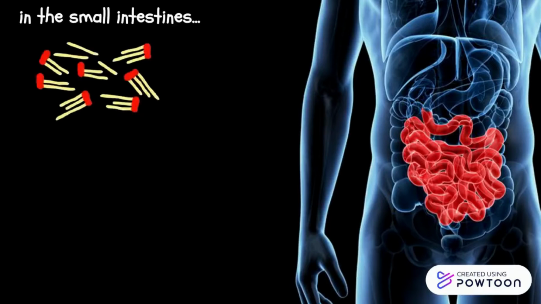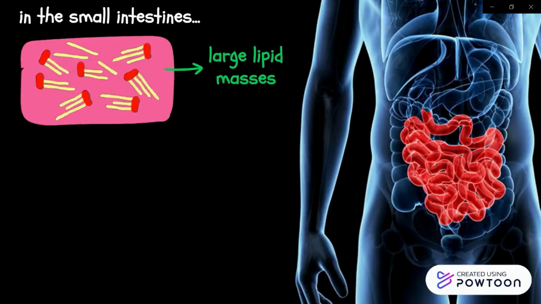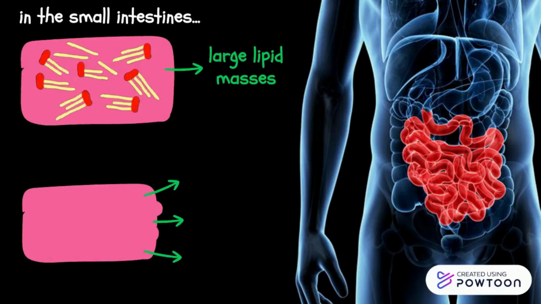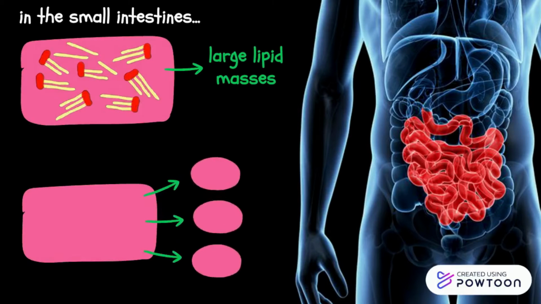Next, the fat molecules enter the small intestine from the stomach. Since the fat molecules are hydrophobic, they enter the small intestine in large lipid masses, basically a large fat. The large fat must be broken down into smaller molecules through the process of emulsification. Fats can only travel through the watery environment of the body by the process of emulsion.